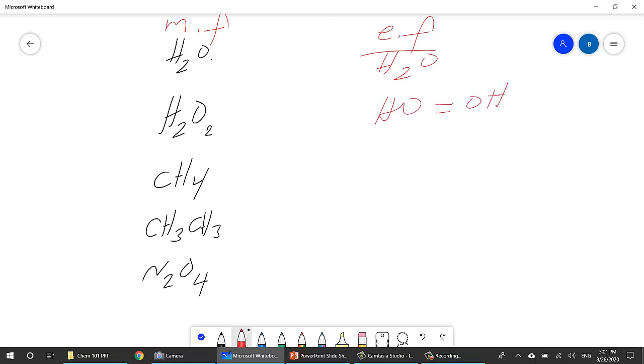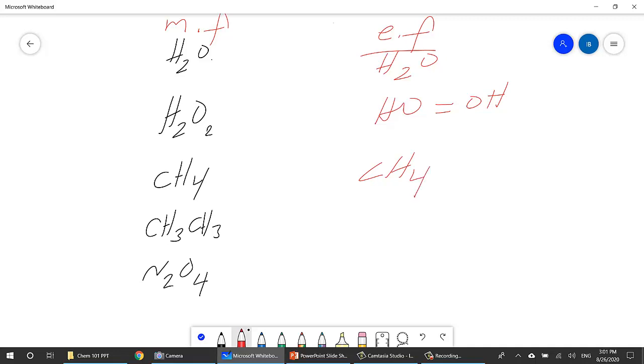So that's possible. So in this case, we say that the empirical formula for hydrogen peroxide, which is H2O2, is OH. CH4, can I divide by something to get a simpler way of writing this? I cannot, because C has 1. If I divide by 2 or 3, that's going to give me fractions. That's not going to work. So the empirical formula for methane is the same as CH4.